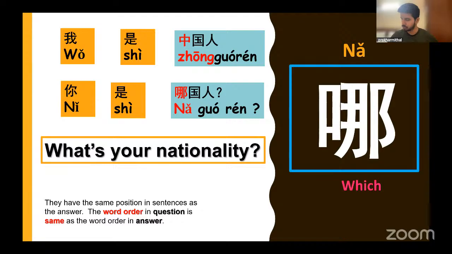So this is the first set of questions we are doing. What's your nationality? Ni shi na guo ren. That's the most common question a Chinese person will ask you if you visit China. Ni jiao shenme mingzi, and then next is Ni shi na guo ren.